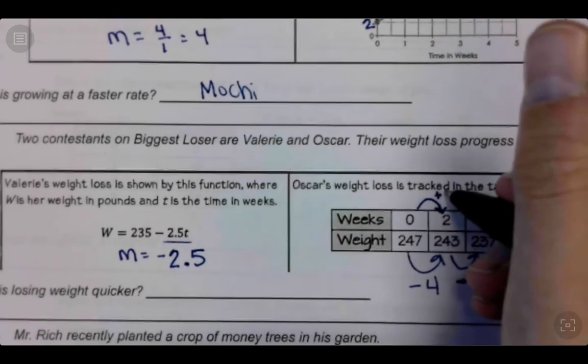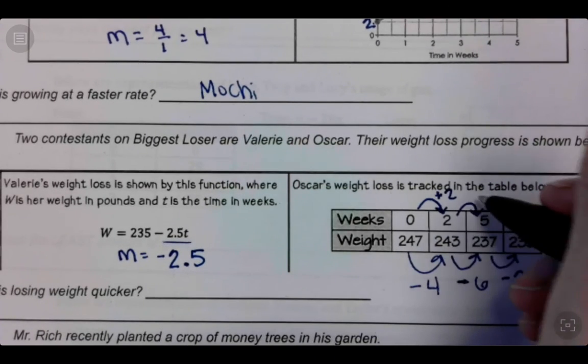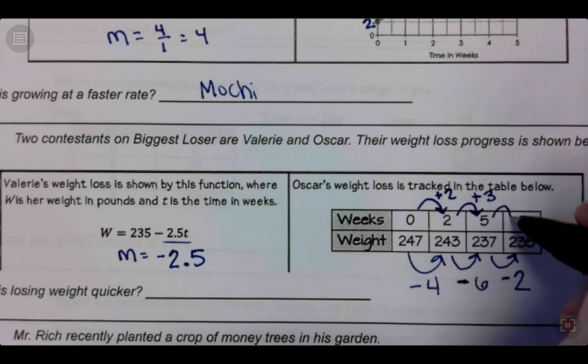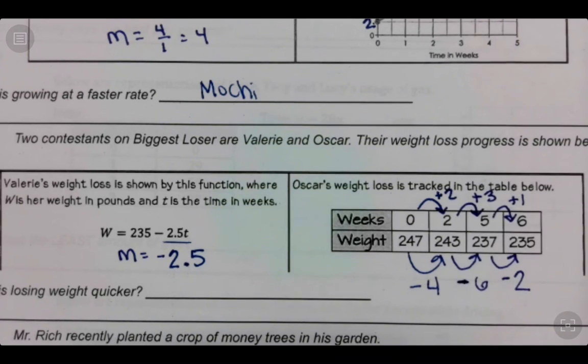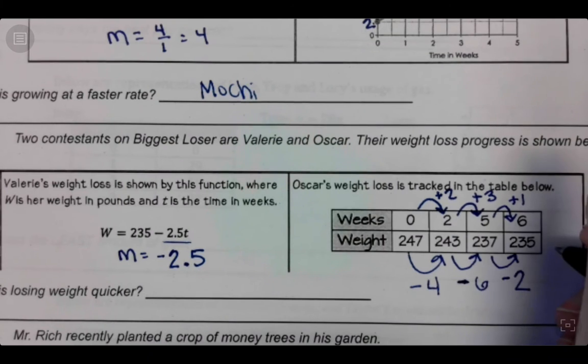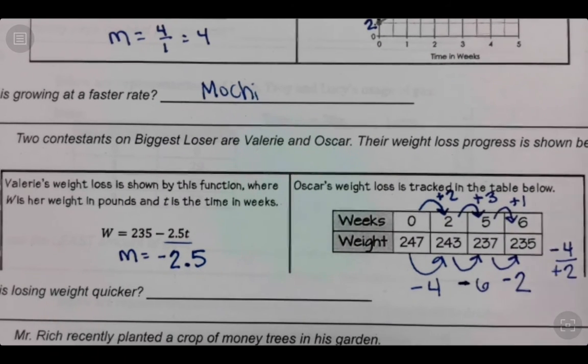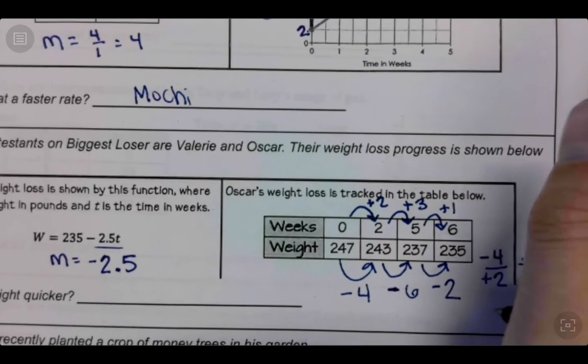0 to 2, positive 2. 2 to 5, positive 3. 5 to 6, positive 1. Again, just like we talked about last class, it's going by different amounts, and that's A-okay. So let's put negative 4 over positive 2, which is the same thing as negative 6/3 and negative 2/1. Divide both by 2/2, and you get a negative 2/1.